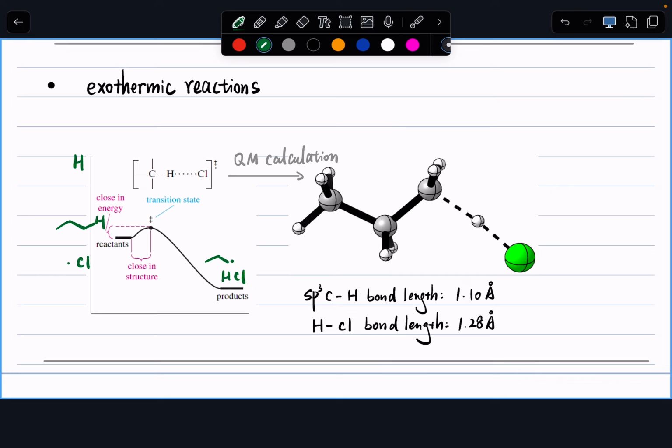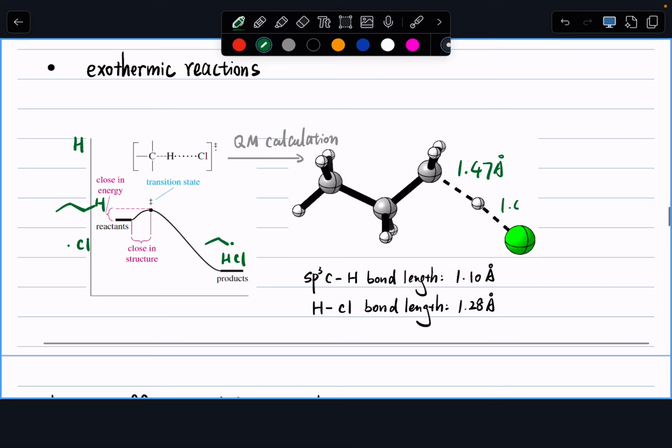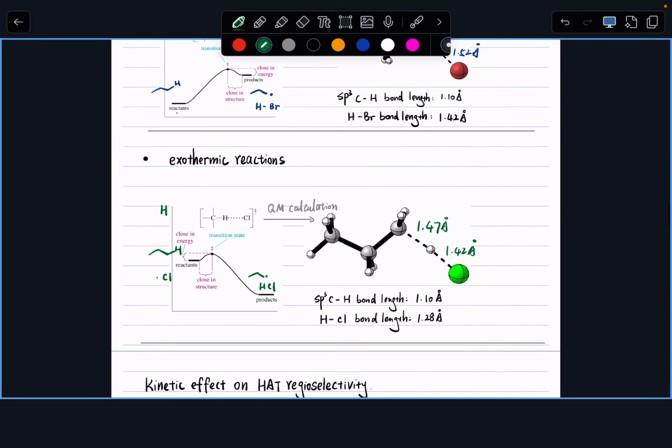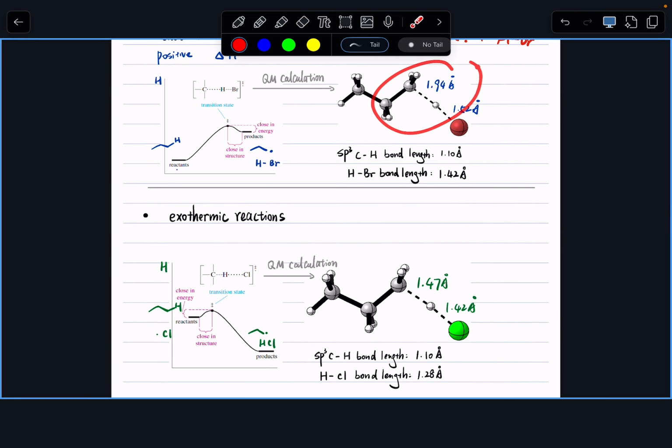And we do the same quantum mechanical calculation. We see that the carbon-hydrogen bond is about 1.47 angstrom. The hydrogen-chlorine bond is 1.42 angstrom. And now we can compare these two optimized transition states side by side.